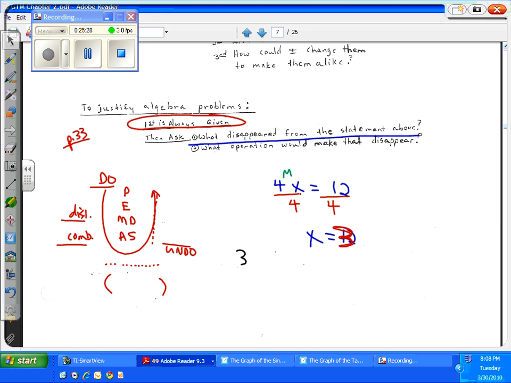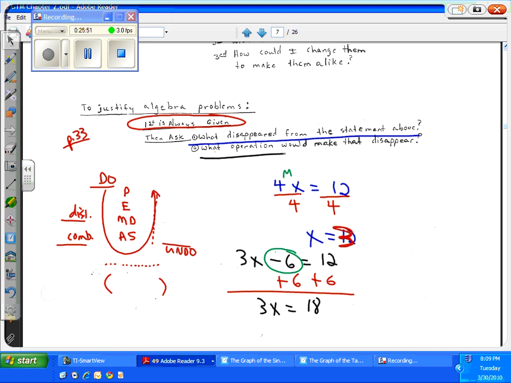Or you might have 3x minus 6 is equal to 12. And then there's a statement that says 3x equal 18. And you're saying, well, what disappeared? Well, the minus 6 did. Well, what would make that disappear? Well, adding 6 to both sides. And so that's a result of the addition property of equality. See that? So how did they change and what property allows them to change?